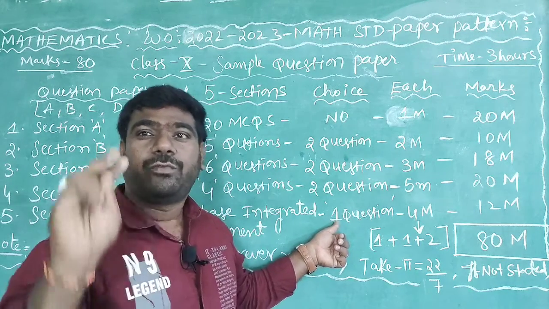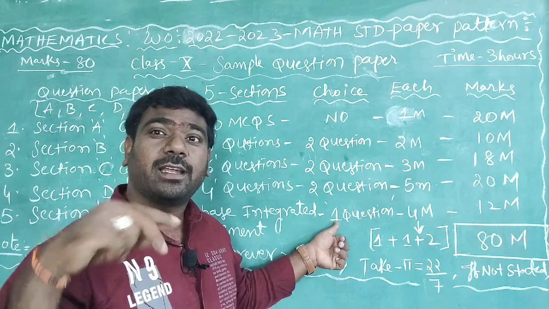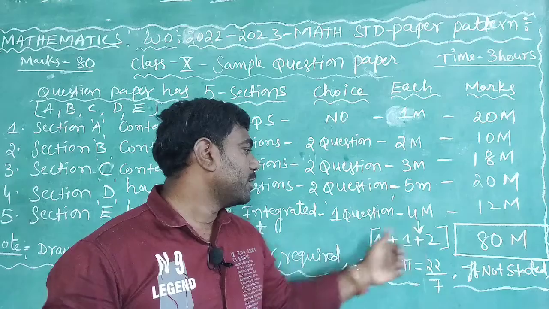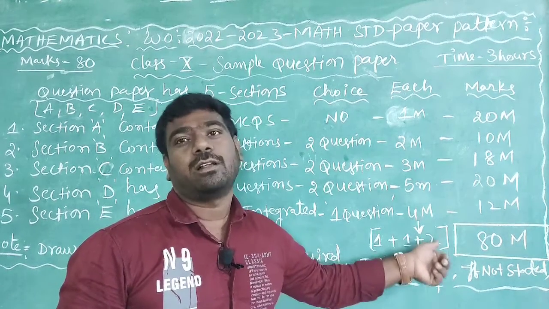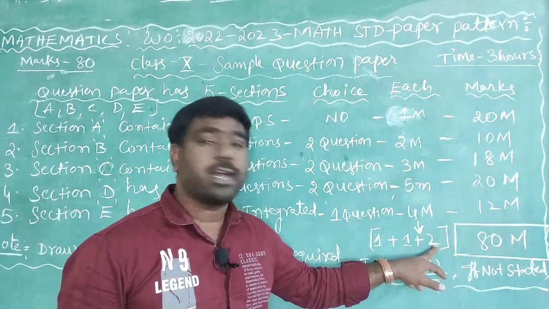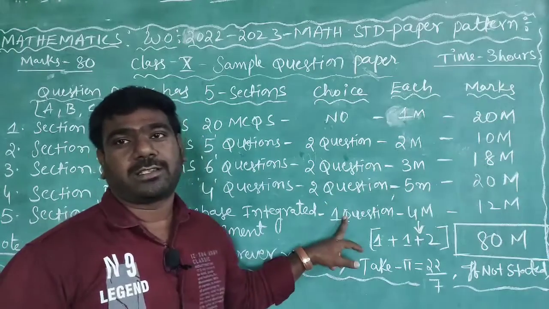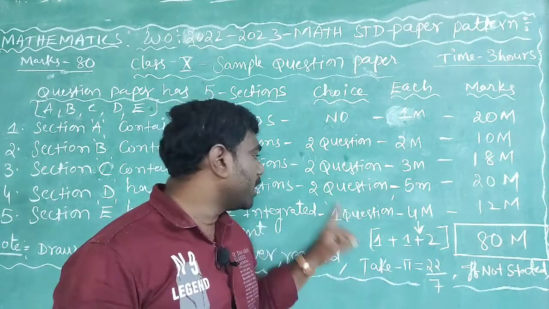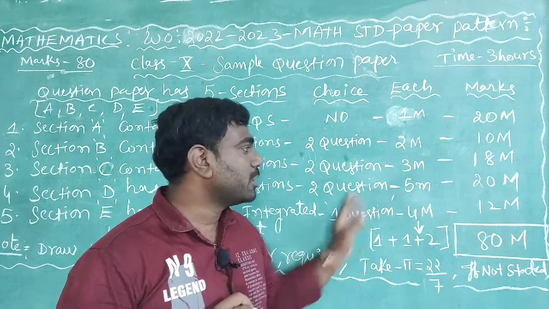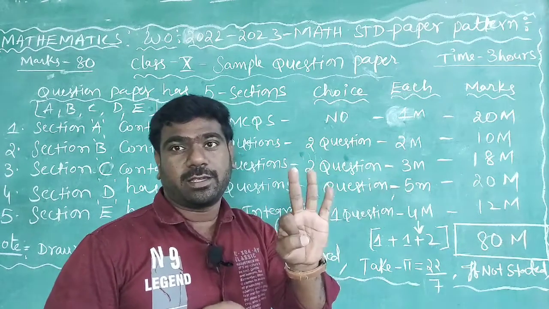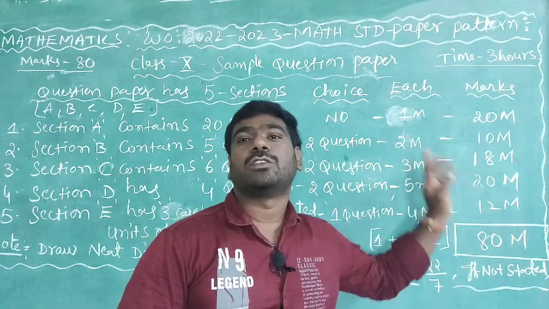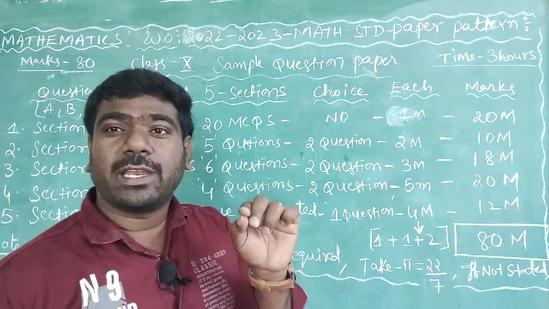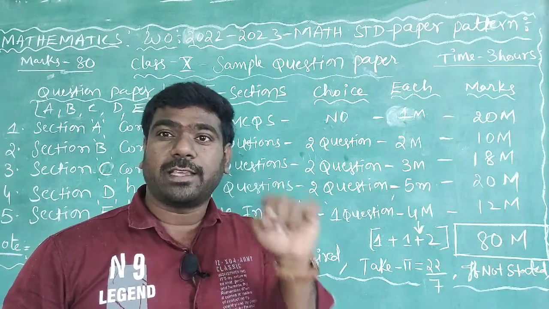Each question is 4 marks, divided as 3 questions: 1 mark, 1 mark, 2 marks. This 2 marks question has a choice. Total 3 case study questions contain how many marks? 12 marks. Total how many questions do we have to attempt in the examination?